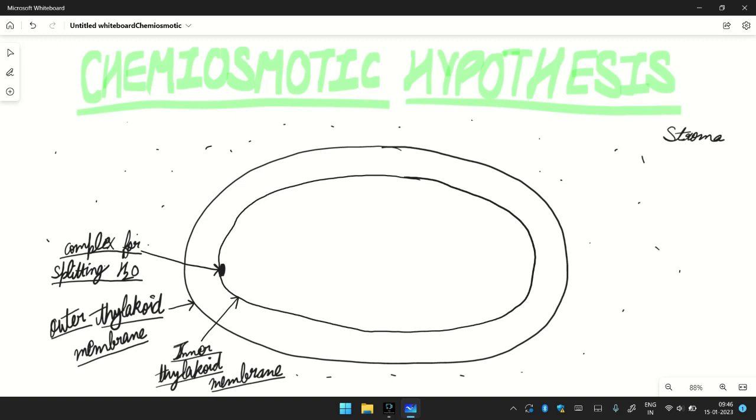And next is present our NADP reductase. NADP reductase is present on the stroma side. And the space inside is our lumen. This space is called the lumen.